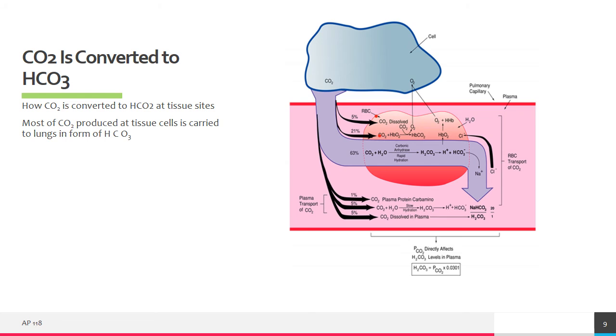In the plasma, the ratio of bicarb and carbonic acid is normally maintained at 20:1. This ratio keeps the blood pH level within the normal range of 7.35 to 7.45.